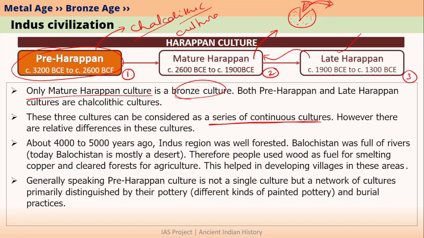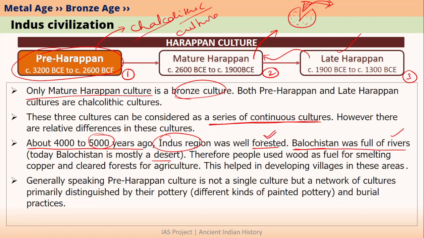If we look at the geography of the area occupied by the Indus people, around 5000 years ago, actually the Indus region was having so many forests. Moreover, the Balochistan region today is a desert. But almost 5000 years ago, this region was not a desert. Balochistan was actually full of rivers. So because of these rivers, forests were also there.